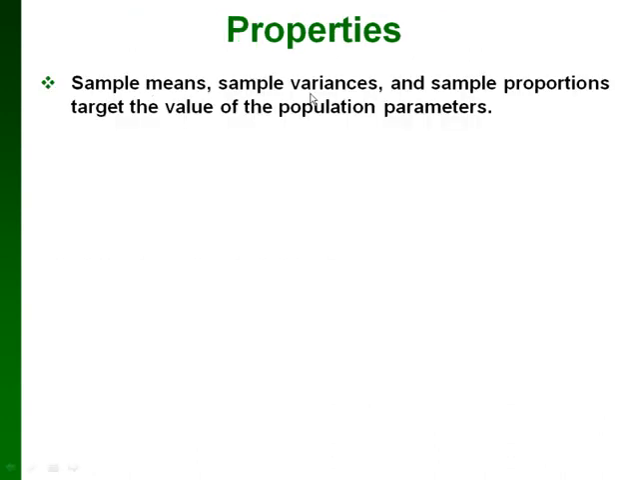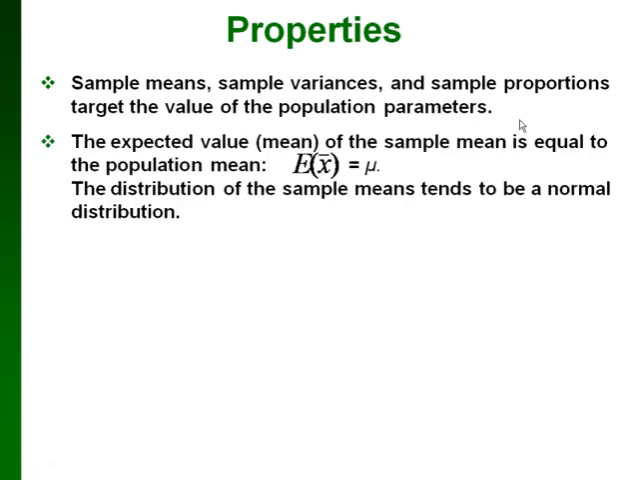So again, sample means, sample variances, and sample proportions target the values of our population parameters. Now remember when we talked about probability distributions, we discussed how to find the expected value for a probability distribution. So notice here we have the expected value of X bar, in other words, the mean of the sample means.